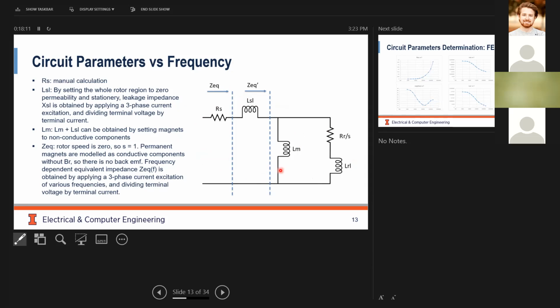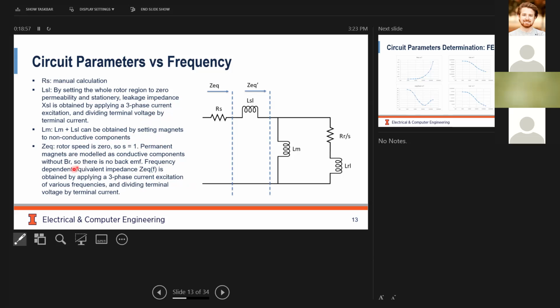Here I used the finite element methods. We can use similar experimental methods later, but here I just use finite element to demonstrate the principle. First we will set the whole rotor region to 0 permeability and stationary. And then we can calculate the leakage impedance by applying a 3-phase current excitation. Okay, then we can calculate the magnetizing inductances by setting the magnets to non-conductive components.